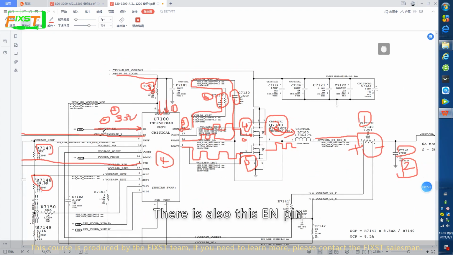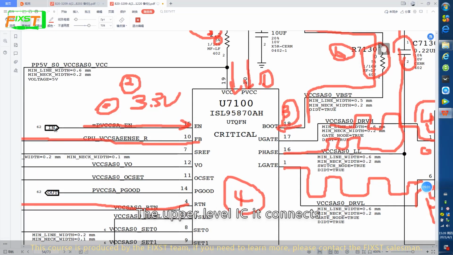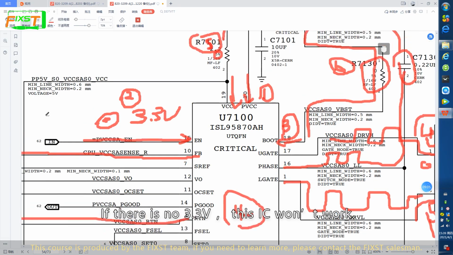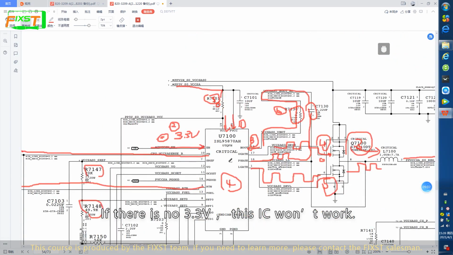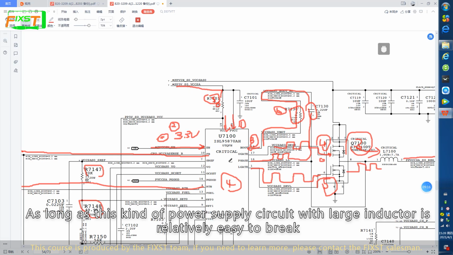There is also an EN pin. The upper level IC connects, and it is also relatively easy to break. If there is no 3.3 volt, this IC won't work. So this circuit is relatively simple to repair in the entire circuit of the MacBook. Any power supply circuit with a large inductor is relatively easy to break.